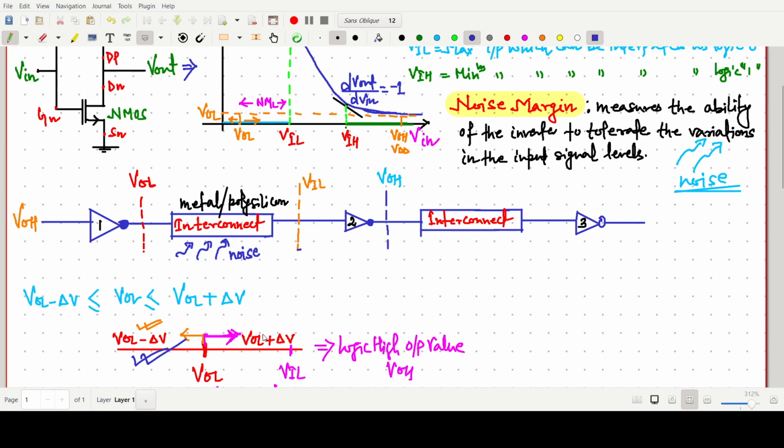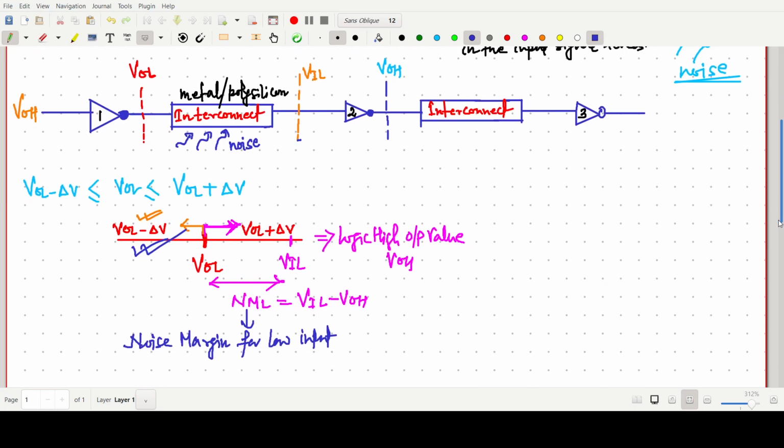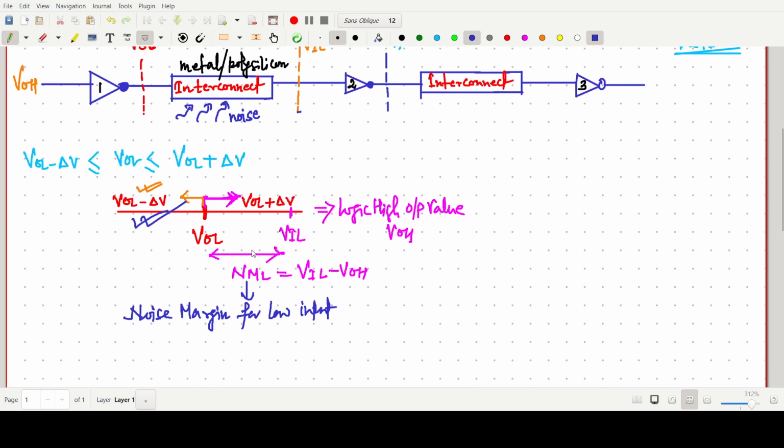Now if we go beyond VOL, up to how much value will it give the proper high value of output VOH? Up to VIL, where dVout by dVin is minus 1. So it should be our VIL. This difference, VIL minus VOL, is called the noise margin for low input. Sorry, this one is VOL.